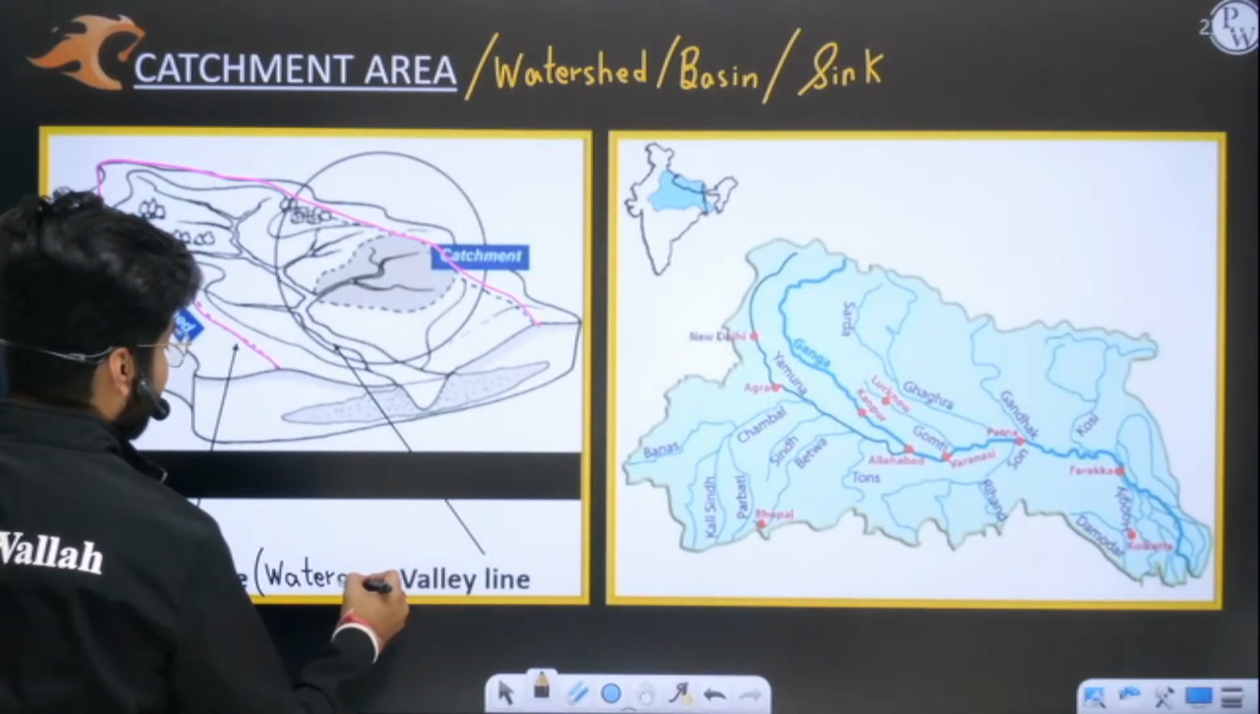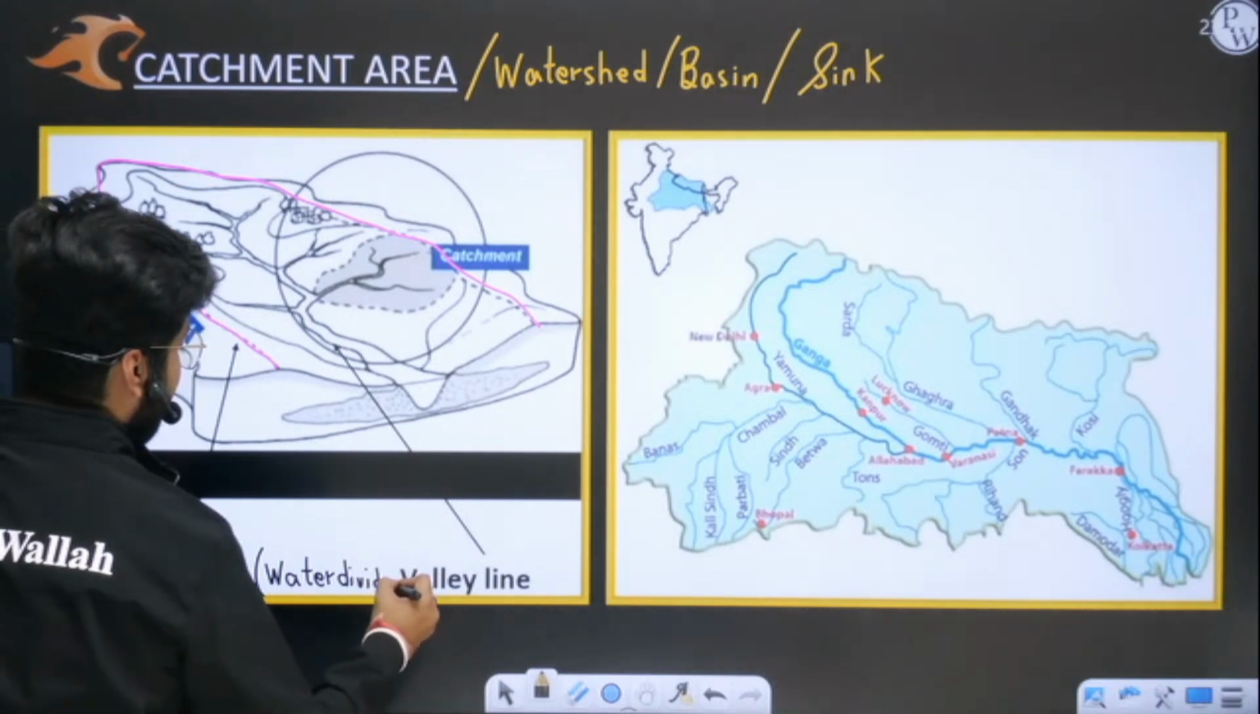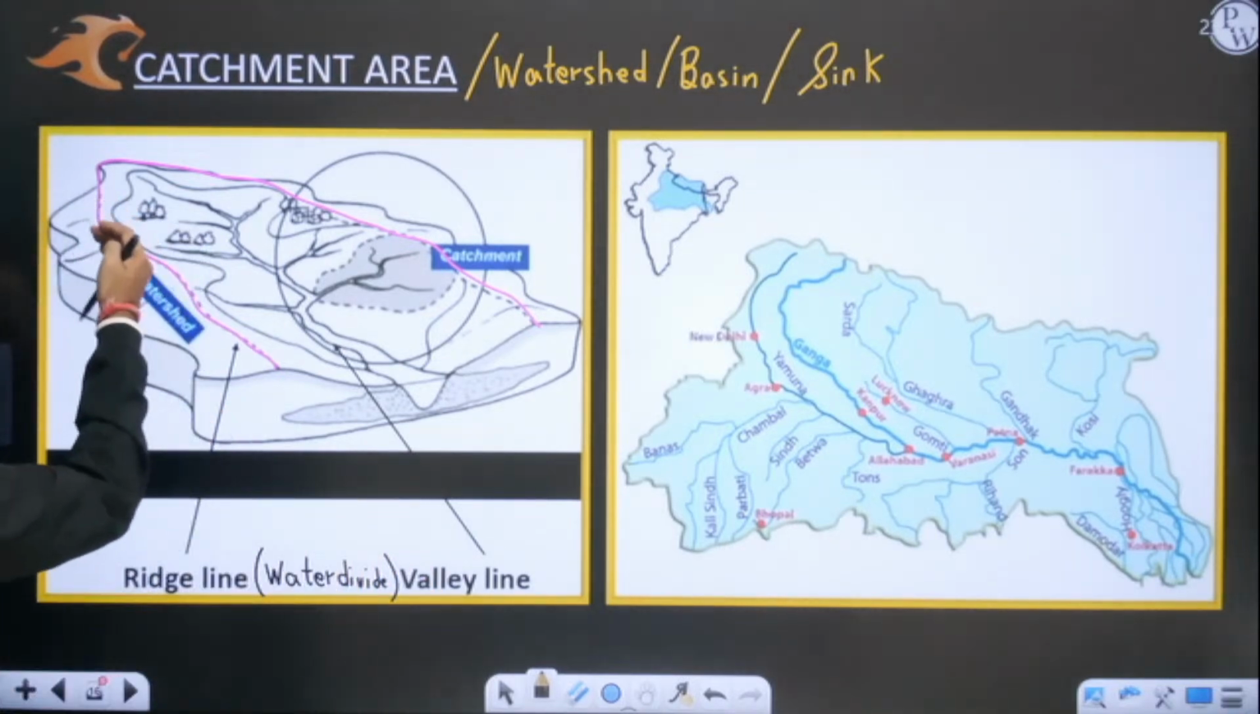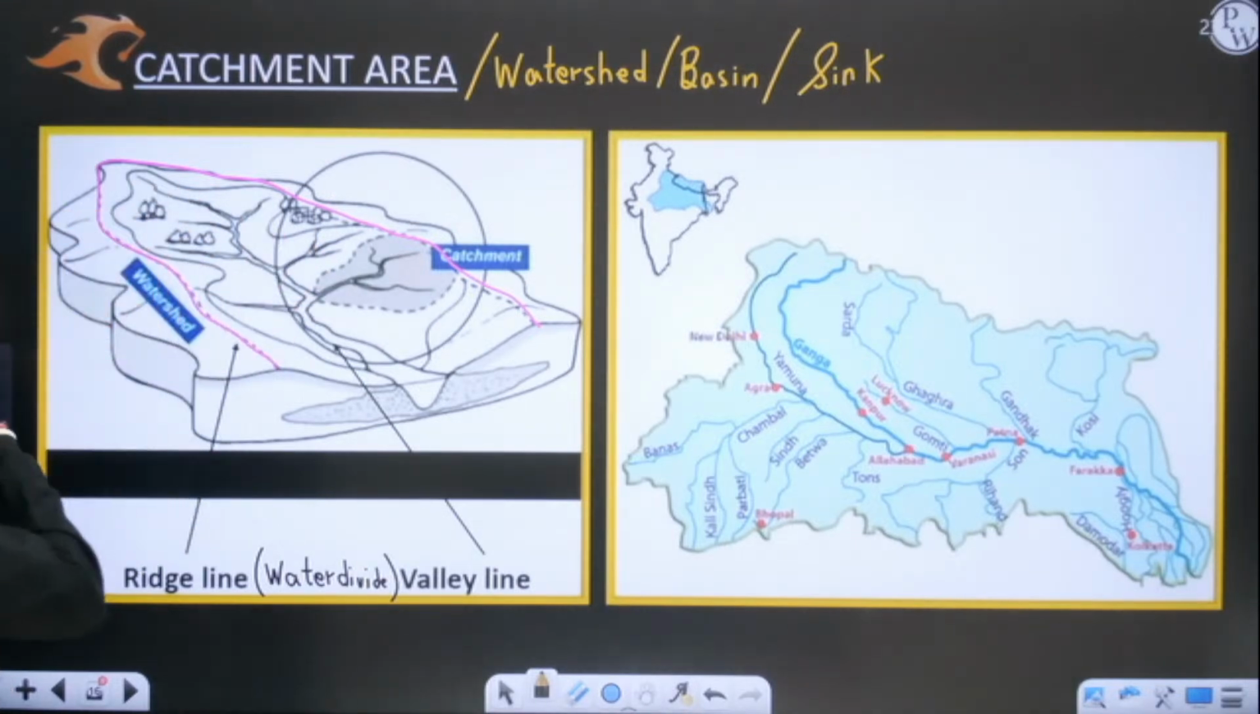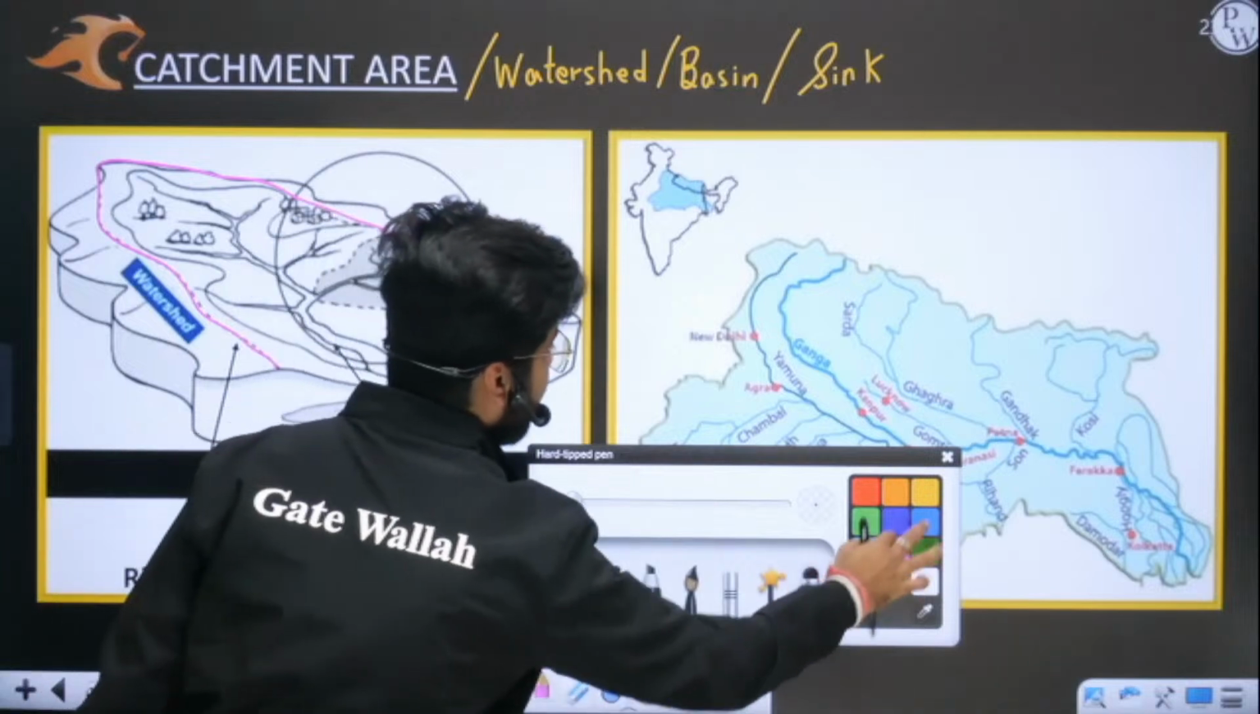Why is it known as water divide? Because whatever water falls here has two options. Either it can go into this catchment or it can go into the adjacent catchment. Yes or no? So this is your highest level.